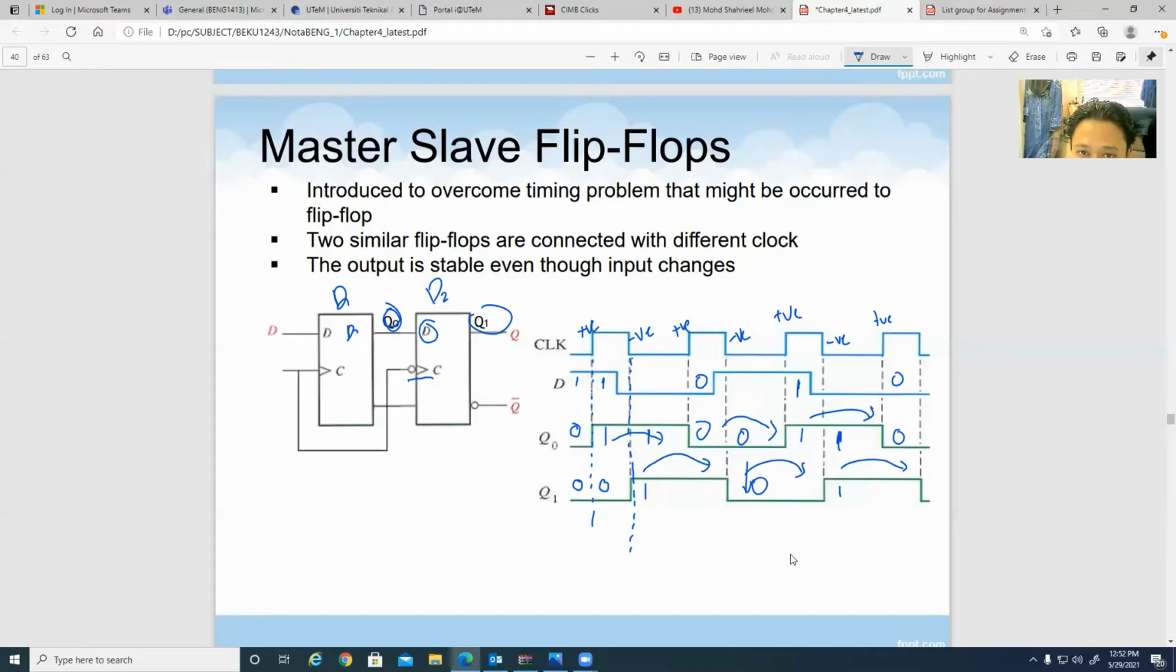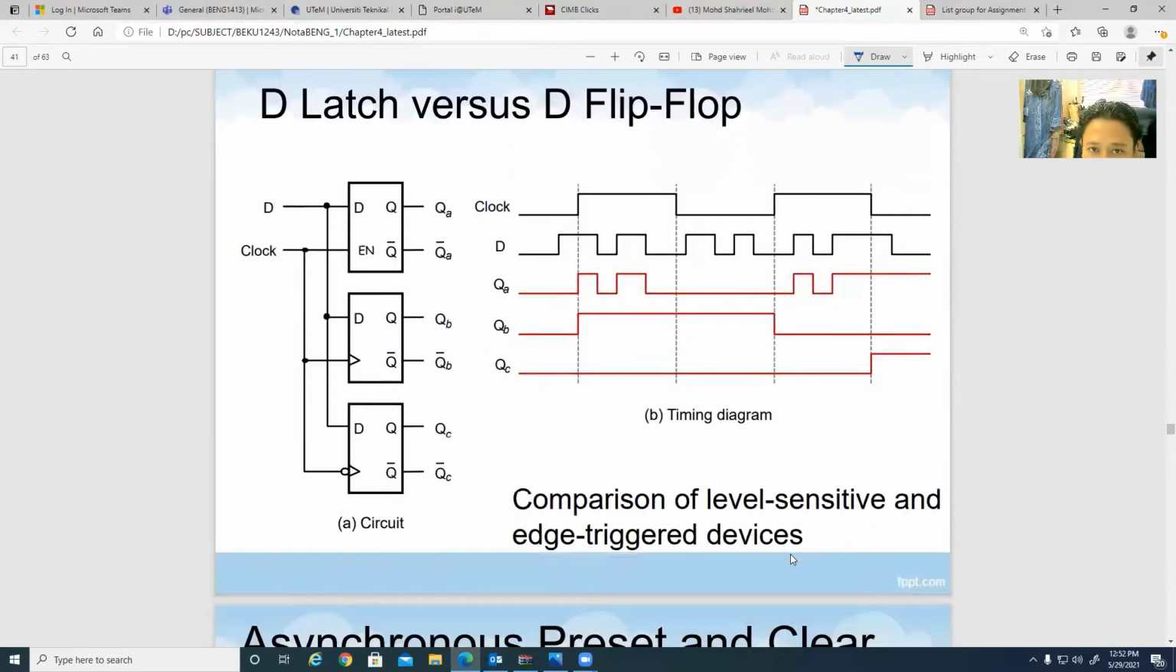That is the master and slave flip flop. You can see this one. Next we go for D latch versus D flip flop. For example, we have the latch here and the D flip flop here. They share the same clock, but the latch has an enable input based on the clock. The clock here will be positive edge trigger, and this one will be negative edge trigger.